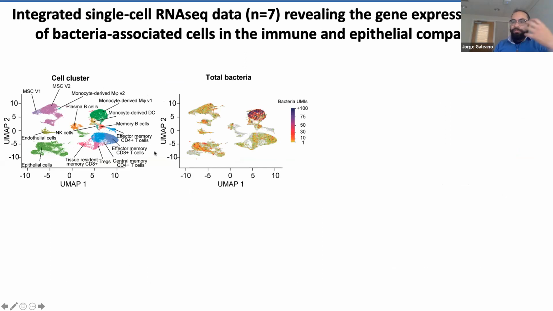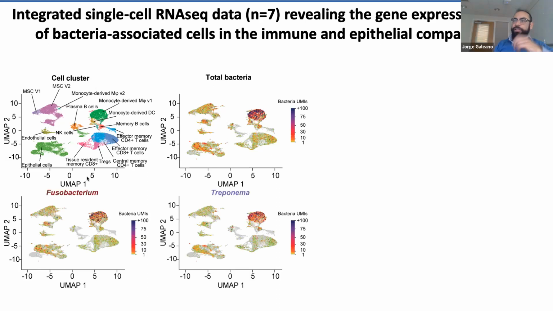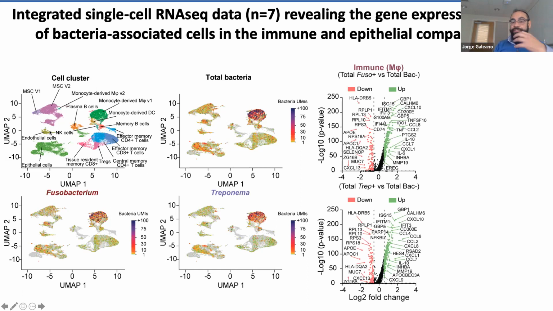And because we have introduced the primer to amplify bacterial transcripts, we found that bacteria is more associated with the macrophage and the epithelial cell cluster, which is consistent with previous literature. And by using this technique, you can also map individual bacterial species like Fusobacterium nucleatum and Treponema. And because we are integrating these 7 patients into one sample, and because we have better resolution in the cell clusters, you can do the analysis in specific clusters.